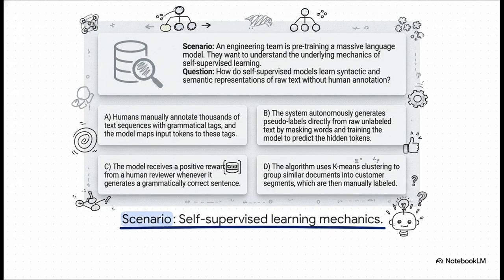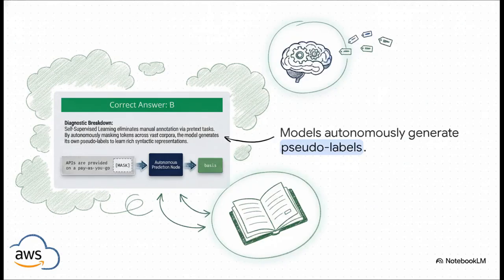Next up, we have a massive language model scenario. An engineering team is pre-training a large language model, and they want to understand the underlying mechanics of self-supervised learning. The question? How do self-supervised models learn syntactic and semantic representations of raw text without human annotation? Take a moment to read through the 4 options. How does a machine actually learn without a human holding its hand? The answer is B. So the crucial point here is that self-supervised learning totally eliminates manual annotation through pretext tasks. The system takes raw text, autonomously masks a token, and forces the prediction node to guess the hidden word.